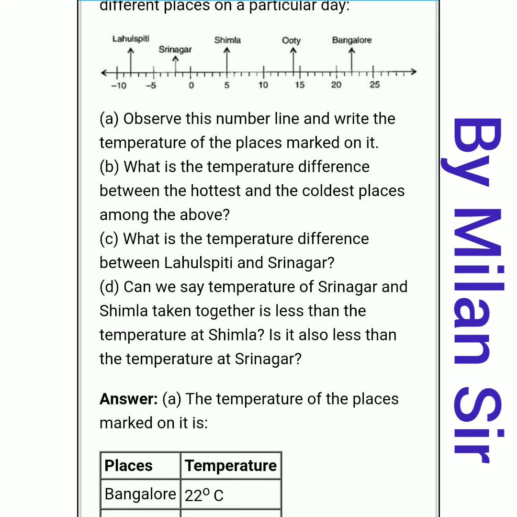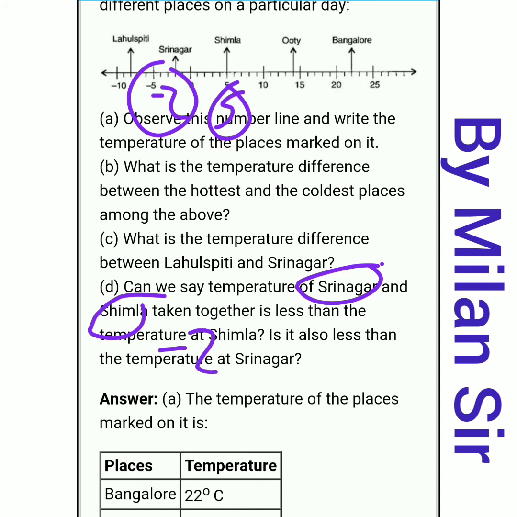First of all, we need to take the temperature of Srinagar and Shimla together. Together, that means we need to add these two numbers. Together, that means we need to add these two temperatures. So at Srinagar, we have temperature -2, right? And at Shimla, we have temperature 5. So first of all, together means we need to add these two temperatures. So temperature of Srinagar and Shimla together is equal to -2. Here we need to do the addition process, so +5.